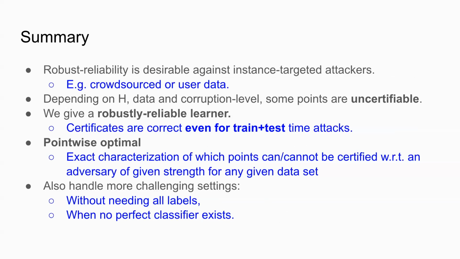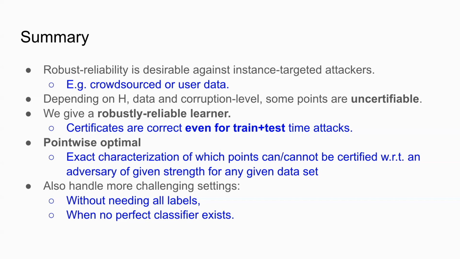So with that, I can summarize all the things in the talk. Robust reliability is desirable against instance targeted attackers, especially when you have crowdsourced data or user data where people have particular motivations for misclassification on specific points, but they don't really care about average data. So you expect a certain kind of attack. Then depending upon the concept space, the data and the corruption level, certain points are uncertifiable. That's the lower bounds that we are able to show, but the nice thing is we have pointwise optimal algorithms, in the sense that whenever it is possible to certify, we are able to certify.